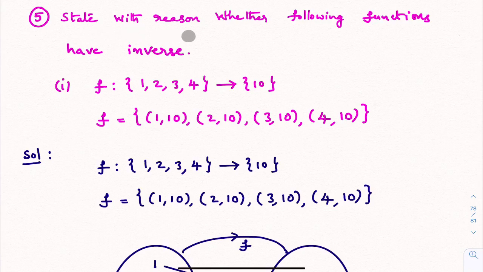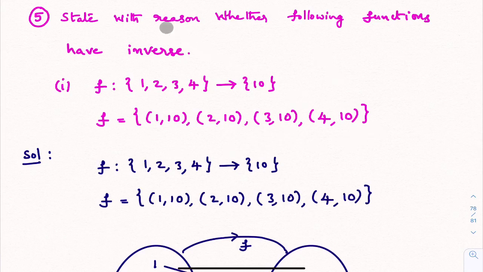State with reason whether the following functions have inverse. They are given a function from so and so set to so and so set, and the function is defined like this: ordered pair (1, 10), ordered pair (2, 10), ordered pair (3, 10), ordered pair (4, 10), like this. This is the question they gave.